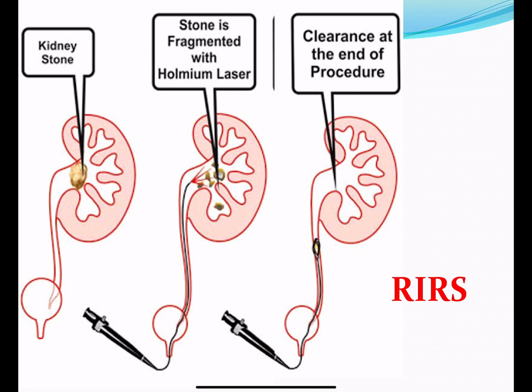So this is another technique known as RIRS. Suppose there is a stone in the kidney. Here what we do, we use a flexible ureteroscope, and from the urethra we go inside the bladder. From the bladder we go inside the ureter and reach near the stone in the kidney and break the stone into fragments. We use a holmium laser to break this stone. After breaking, we can take out the stones, or we can fragment them very fine, dusting, which can come out spontaneously. We put a stent to facilitate. So this is what RIRS means.